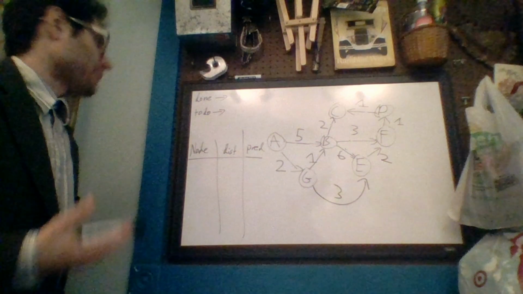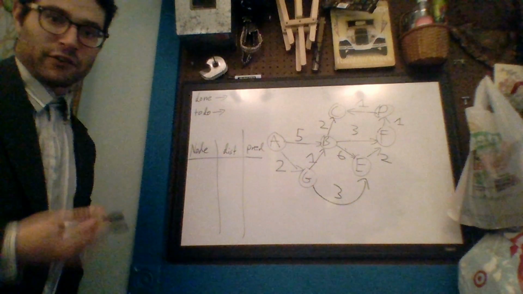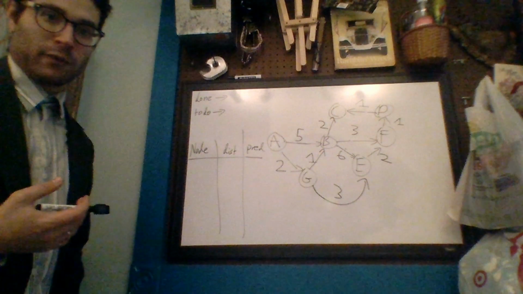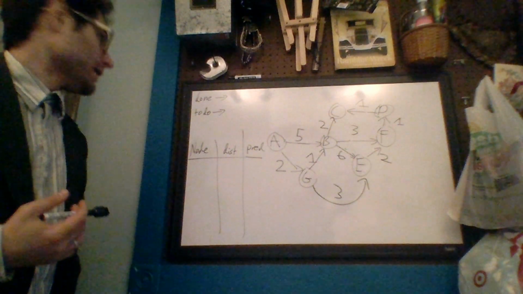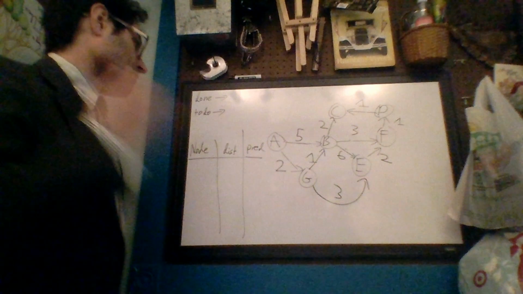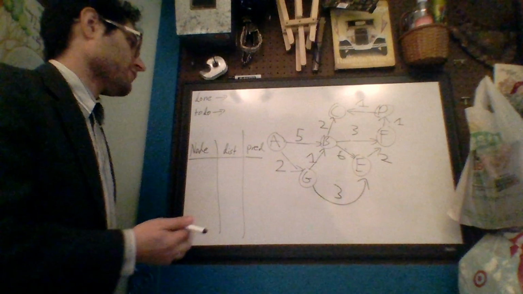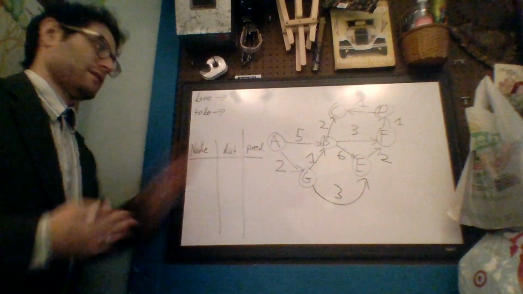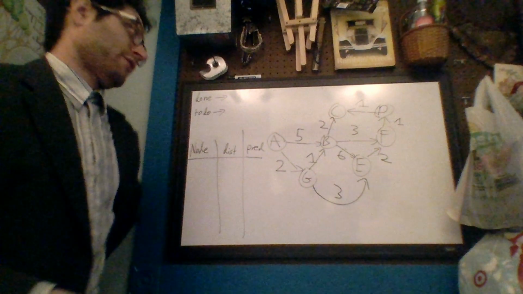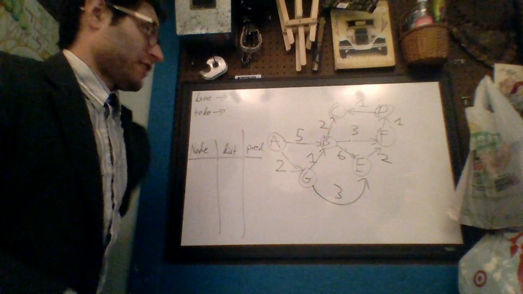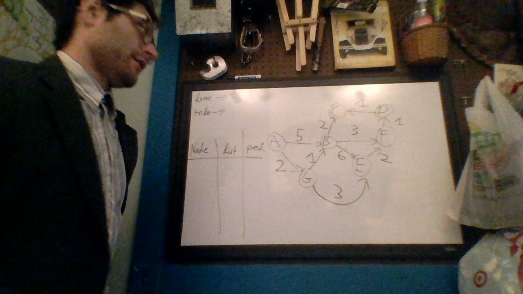So one common problem you might get on an exam, not just in data structures, but pretty much any class where graphs come into play, is: given this graph, give me the shortest distances from the starting node, which is going to be A in this case. Perform Dijkstra's algorithm on this graph.